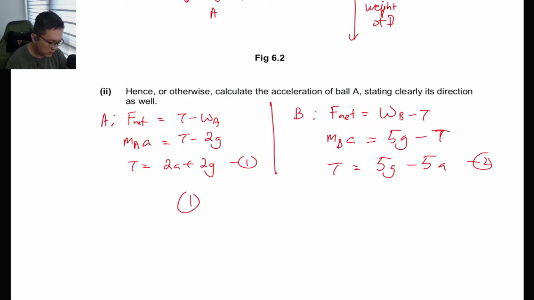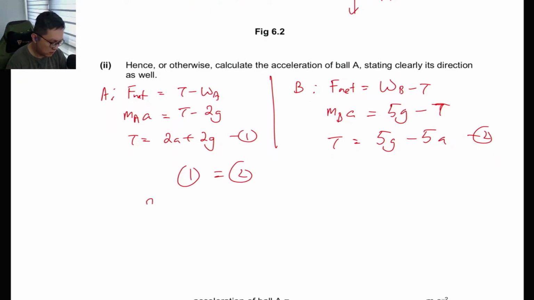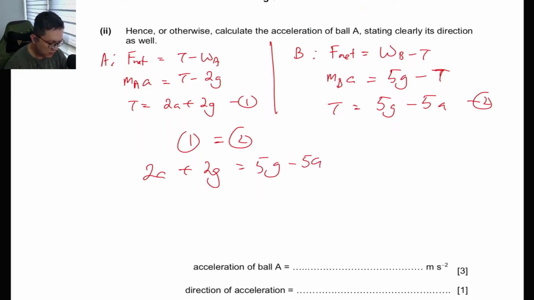So combine 1 and 2 together. I have 2a plus 2g equals 5g minus 5a. Rearranging to find a, we just shift things around. So this will become 7a equals 3g. So a will become 3g divided by 7.